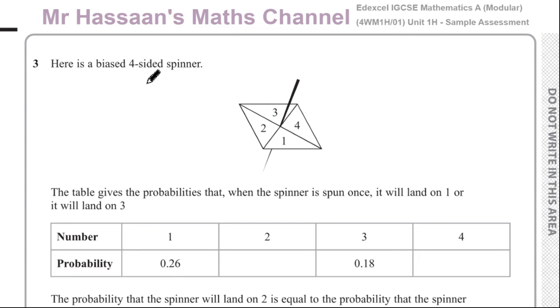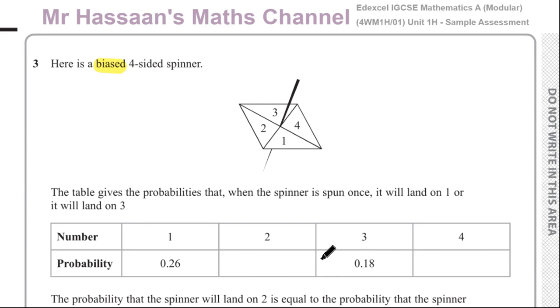So it says here is a biased four-sided spinner. When it says biased, it means it's not equally likely to land on any one of those faces. For example, if it was an unbiased four-sided spinner, then the probability of landing on a 1 or a 2 or a 3 or a 4, all of them would be a quarter, equally likely. But because it's a biased spinner, the probabilities of it landing on the different numbers differ.